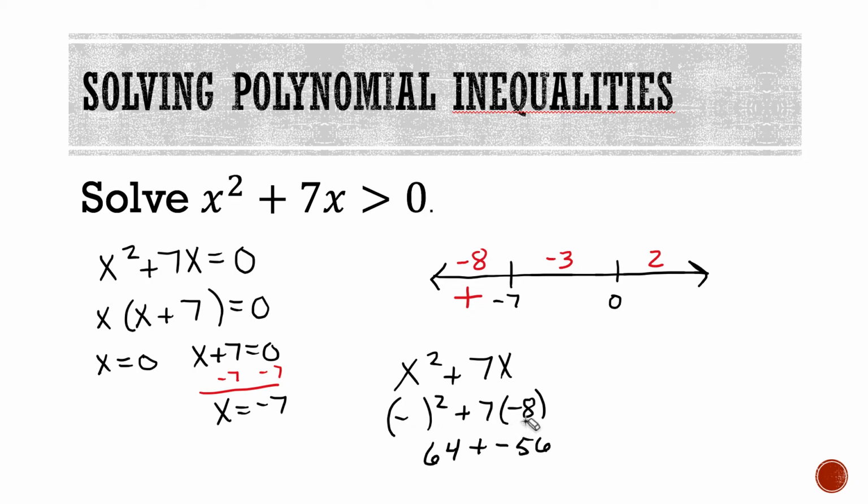We'll then plug in a -3 for the x's. So -3 squared is 9. 7 times -3 is -21. And so that's going to give us a negative answer for this section. And then finally, we'll plug in a 2, which is our test point for the third section. 2 squared is 4. 7 times 2 is 14. That's going to produce a positive answer.